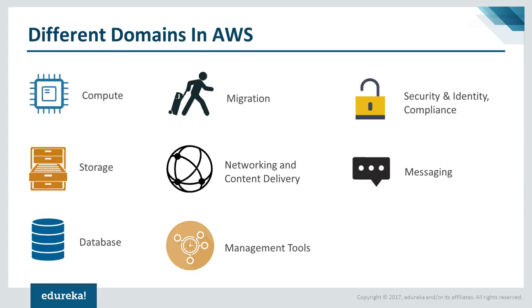Next, what we have here is different domains in AWS. There are quite a few domains which provide you with different kinds of services. We have something called compute. Compute has various services like EC2, Lambda, Elastic Beanstalk, auto scaling, and so on.